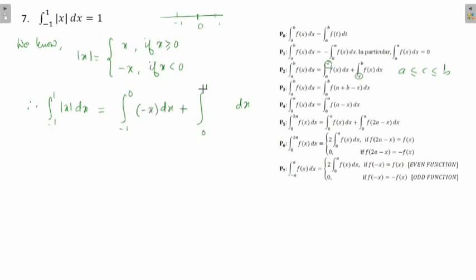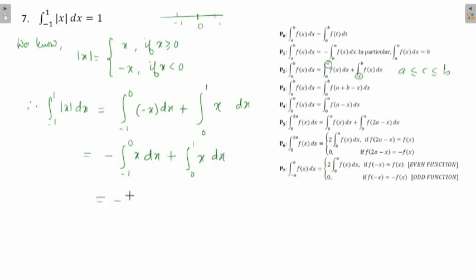And from 0 to 1, the value of x is positive. So in case of positive, whenever x is positive, the value of mod x becomes x. That's why I'll write x here. So basically, how much is this? You can take this minus outside. So it becomes -1 to 0 x dx plus 0 to 1 x dx.